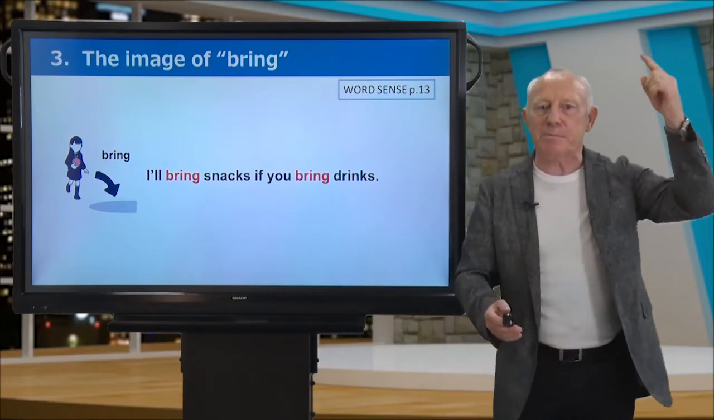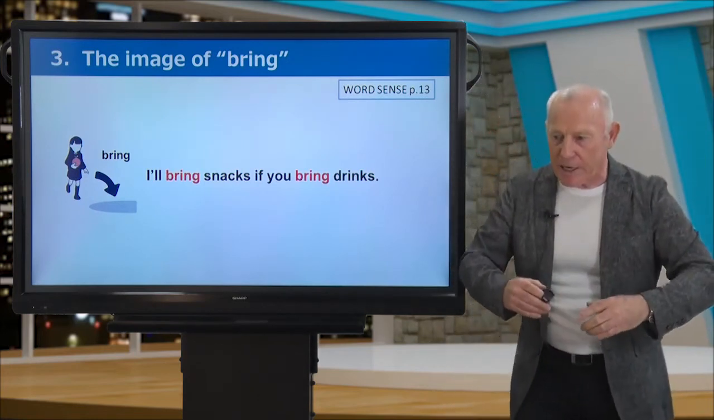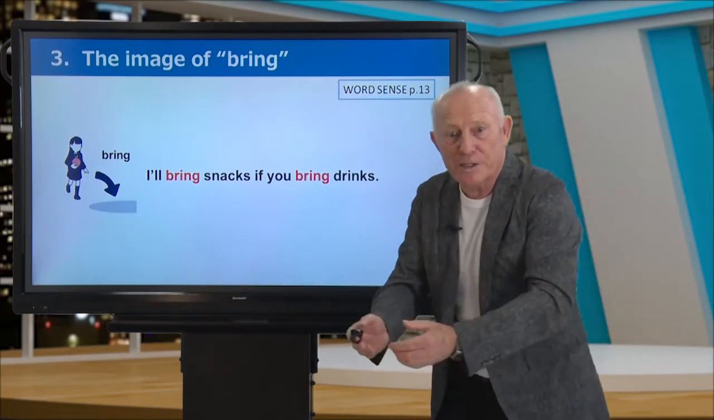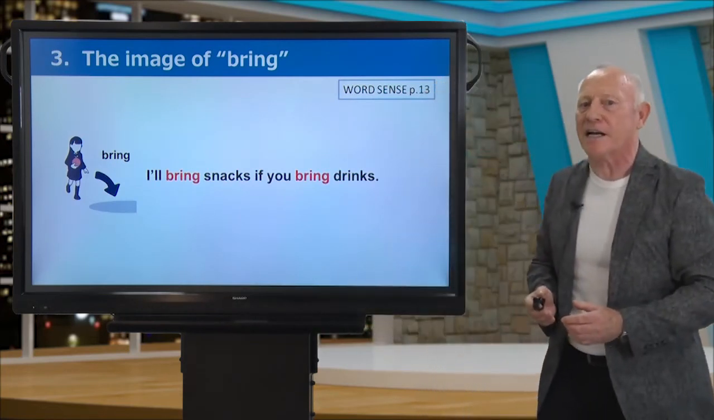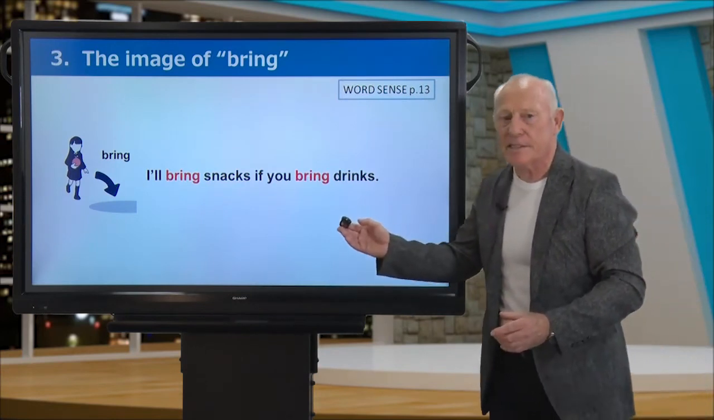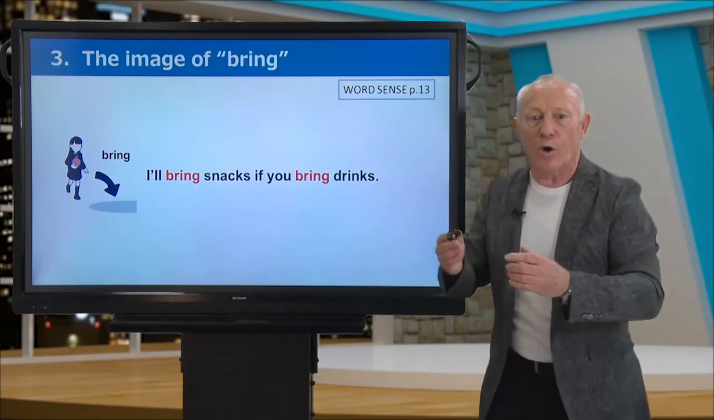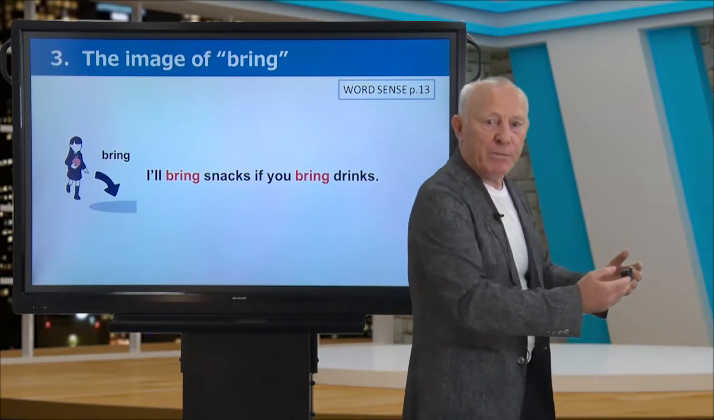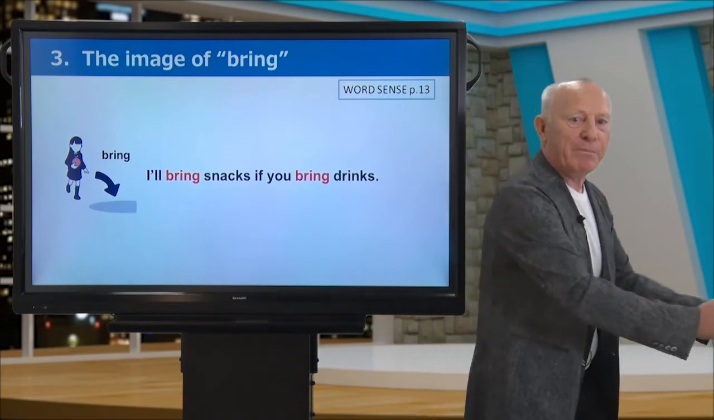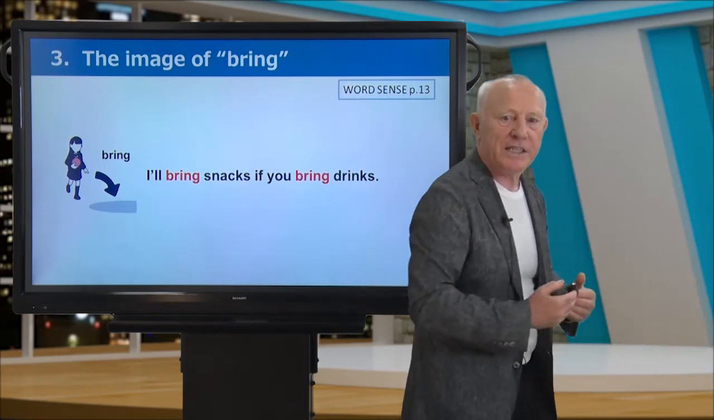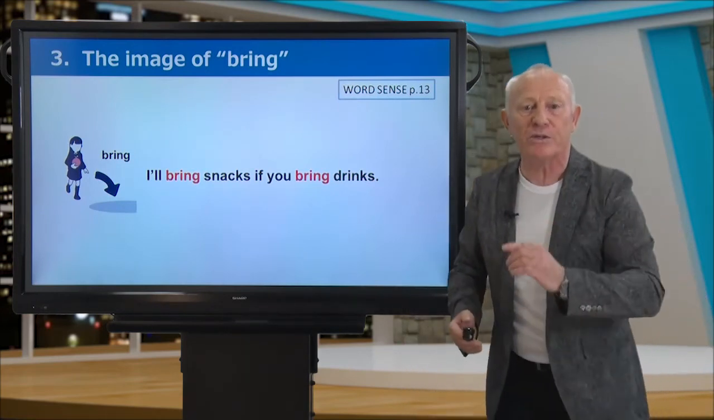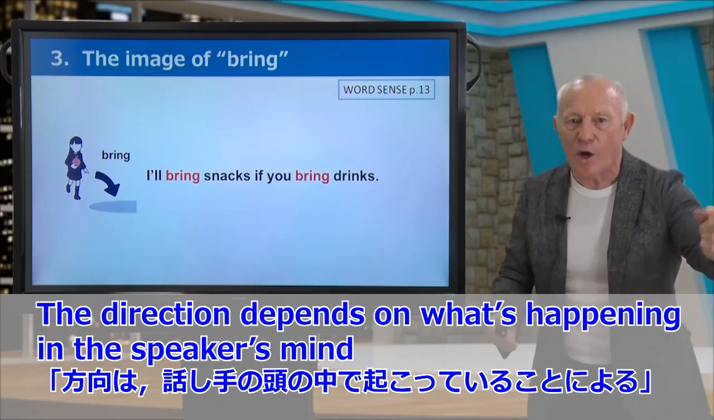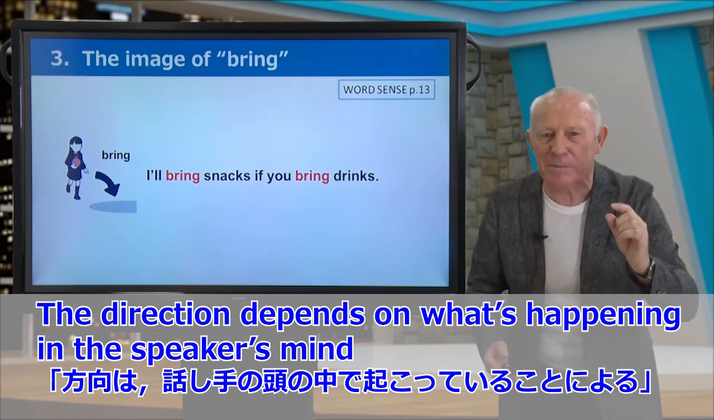If in the speaker's mind, we're here and the party is over there, then I move towards the party and I will take snacks and drinks. But in this case, the speaker's mind is already at the party. So it's the opposite. I'll bring, moving towards the party. I'll bring snacks if you bring drinks. The opposite direction, which we talked about earlier. Okay? So in this case, the direction depends on what's happening in the speaker's mind. Got it?